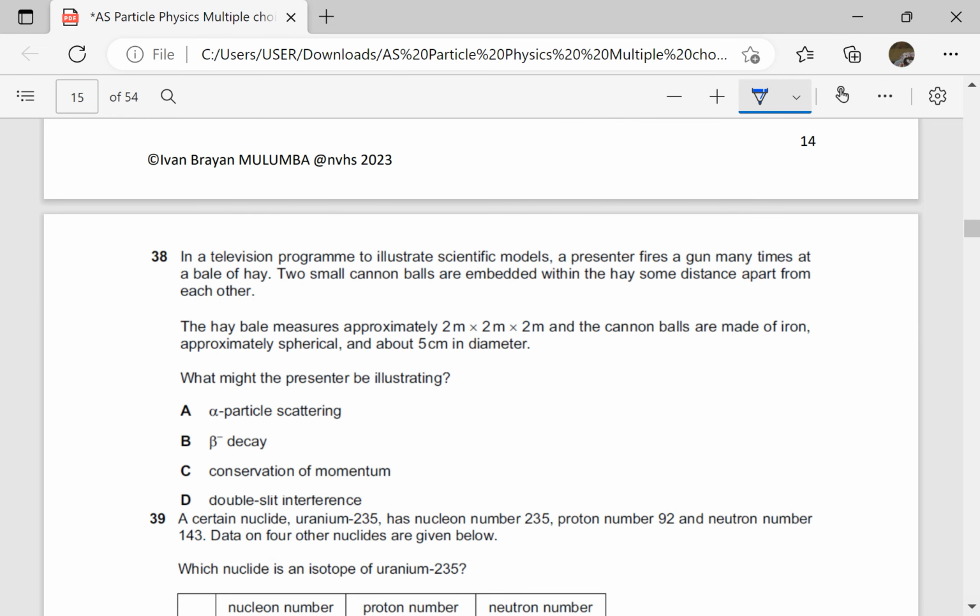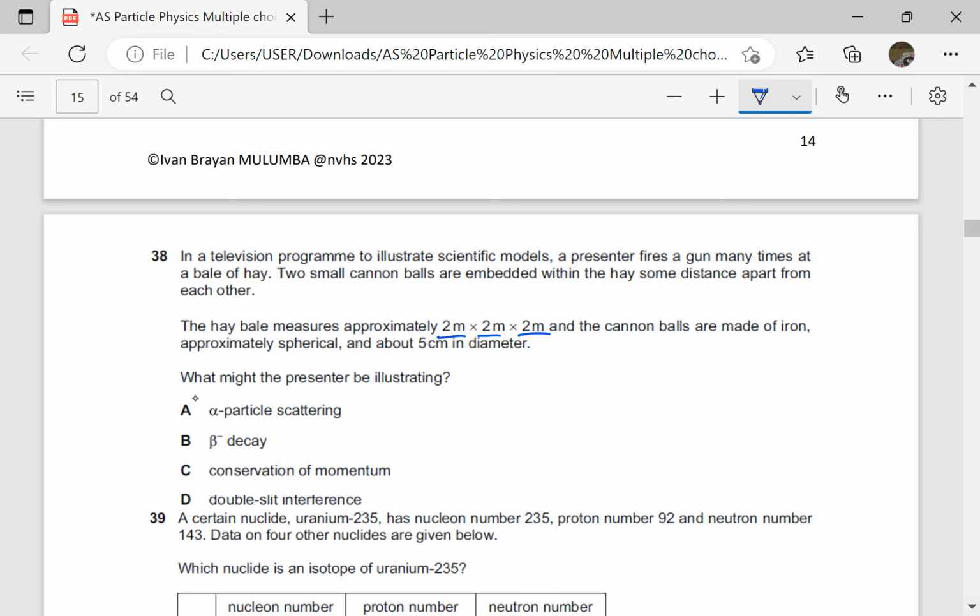In a television program to illustrate scientific models, a presenter fires a gun many times at a bale of hay. Two small cannonballs are embedded within the hay, some distance apart from each other. The hay bale measures approximately 2 meters by 2 meters by 2 meters. That is, it is cubical. And the cannonballs are made of iron, approximately spherical and about 5 centimeters in diameter.